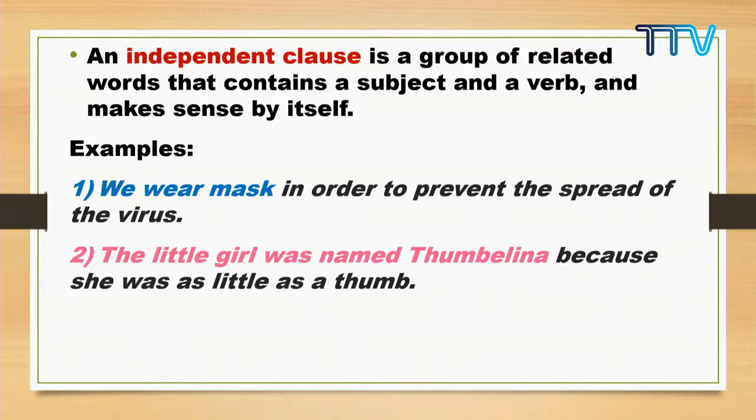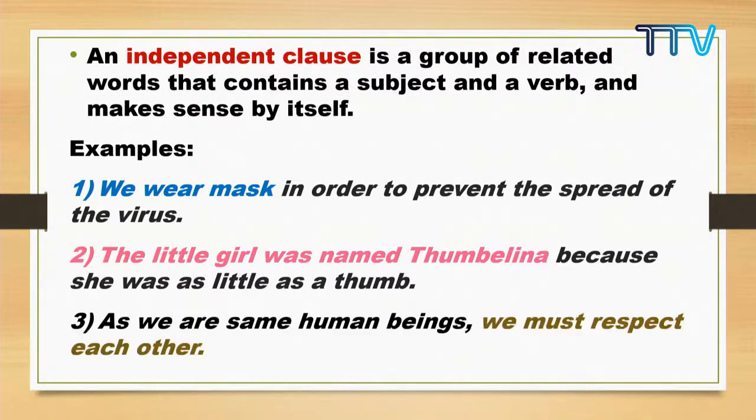So this is a clause which is independent. Clear? If you want to look at the sentence again, take your time. Meanwhile, I'll show you the next sentence. As we are same human beings, we must respect each other. Okay? As we are same human beings, we must respect each other.